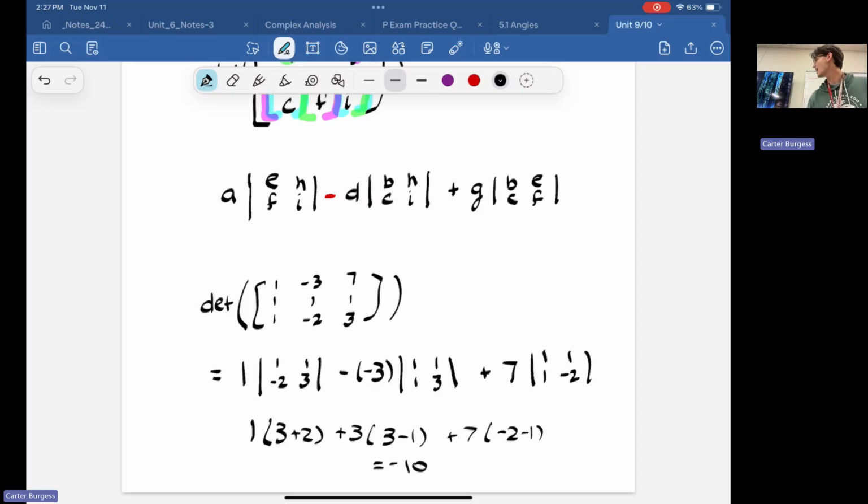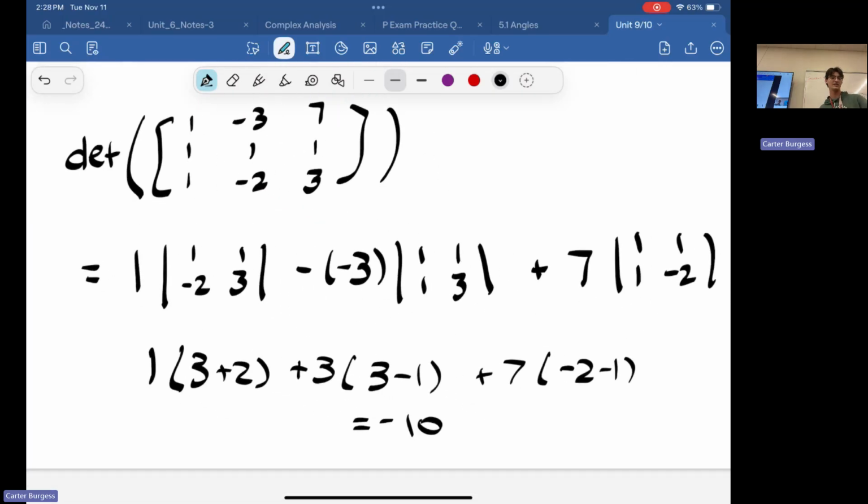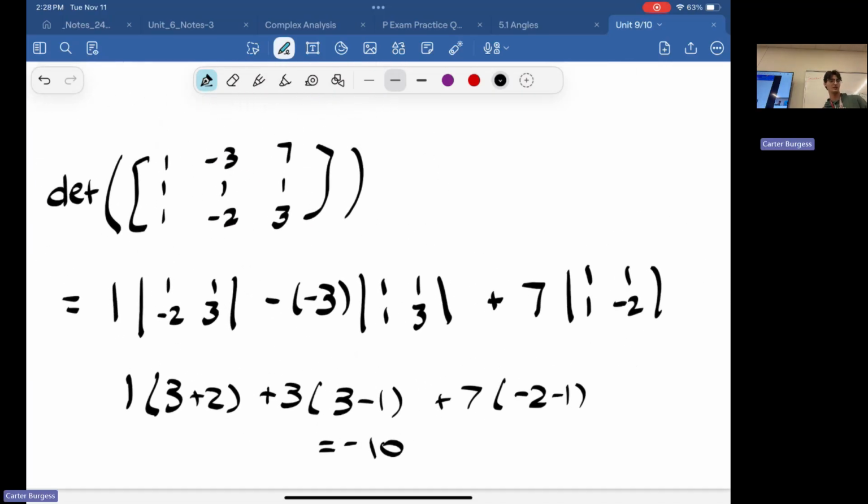All right, how about this as my setup? Again, this isn't the only way to do it. I could have picked a different row and you would get the exact same thing. That's totally fine. But I got negative 10 as my determinant at the end.